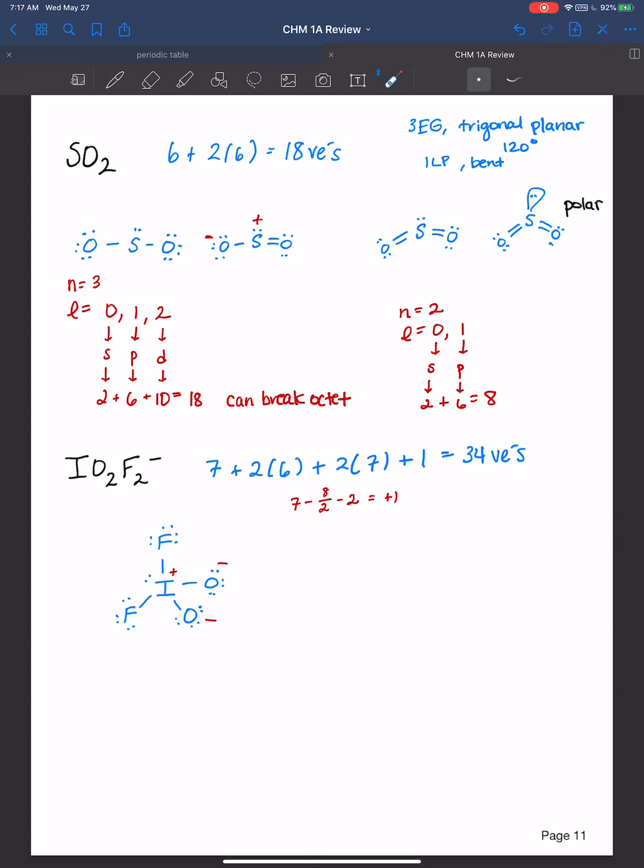But if we can minimize formal charge, this molecule will. And iodine's pretty low on the periodic table, so it can break the octet rule. So I'm going to share one of these oxygens' lone pairs and make a double bond, and that will help us to minimize formal charge. You're seeing a pattern here. Oxygens do like to make double bonds if they can.